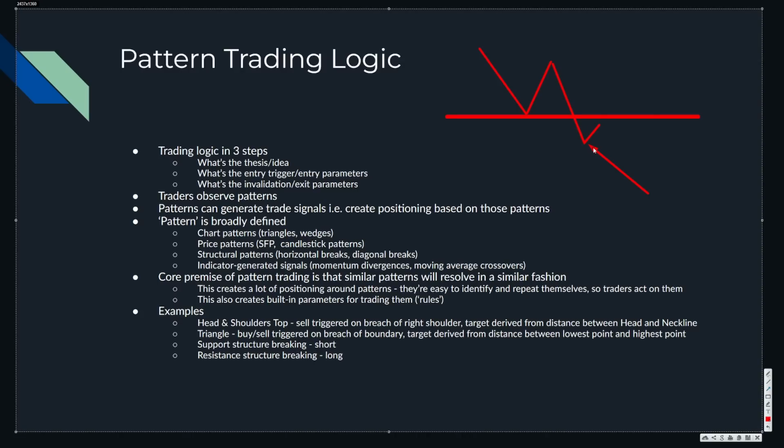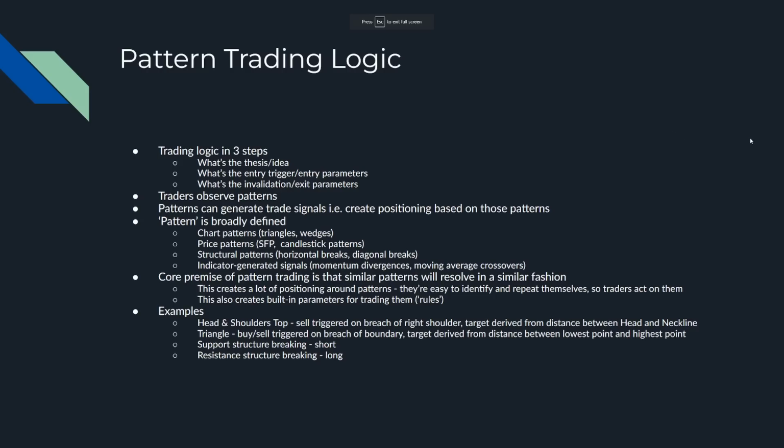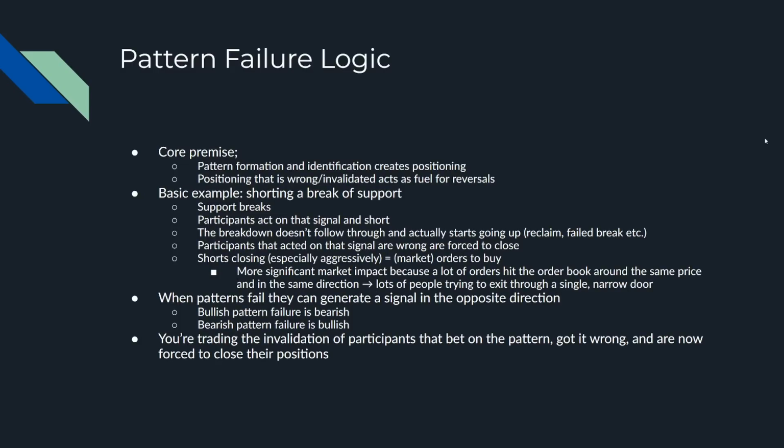Again, the core thing to wrap your mind around here is that markets will do similar things. Traders will look at and study those similar things and act similarly around those patterns. And it's this repeated behavior, specifically when it fails, that we want to zero in on and take advantage of the herd to some extent, or at least mass positioning based on the same pattern getting invalidated, because it is their invalidation that gives us good trades. And we're getting into the next slide here, which is pattern failure logic.